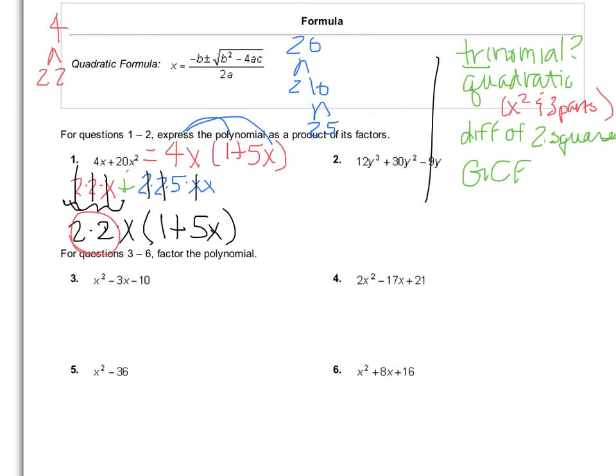All right, so let's look at the next one. So we're looking for it to be a trinomial. Does it have 3 terms? Okay, it does. Then we're looking to see if it's a quadratic, which means it's got x squared and 3 parts.